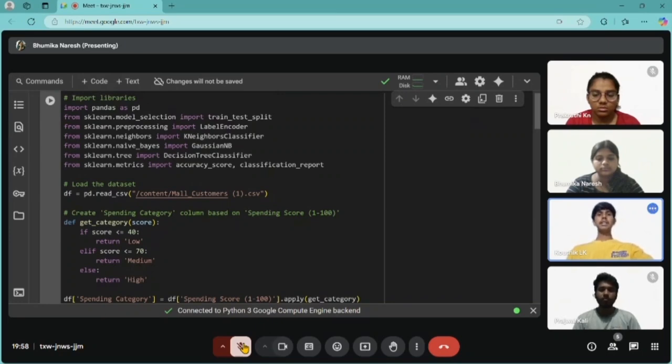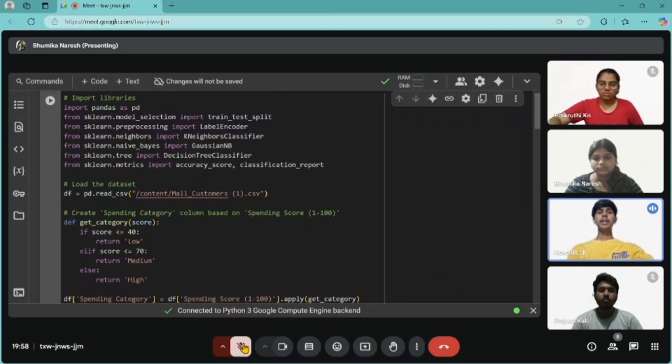Customer segmentation helps companies understand and target different types of customers. Instead of treating all customers the same, businesses can group them by behavior, in this case, how much they spend. This project aims to predict the spending category, like low, medium, high, of a customer using machine learning.